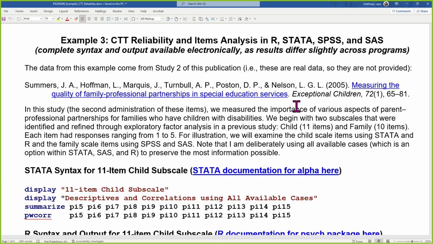Because if you have large problems in terms of your items, you will find them at this stage. Items, for instance, that have a negative correlation with the total score, that can't be good. Items that don't have variance, that's not good. So those sorts of problems will show up at this level of descriptive, bivariate statistics.